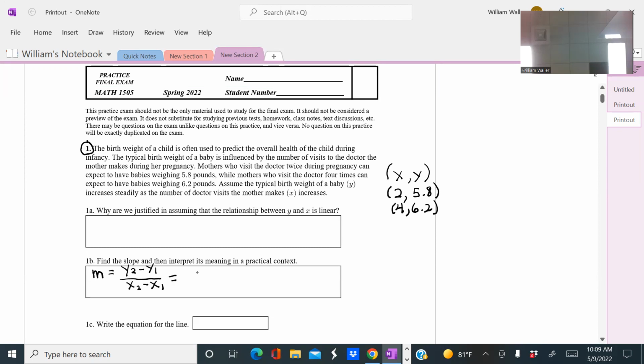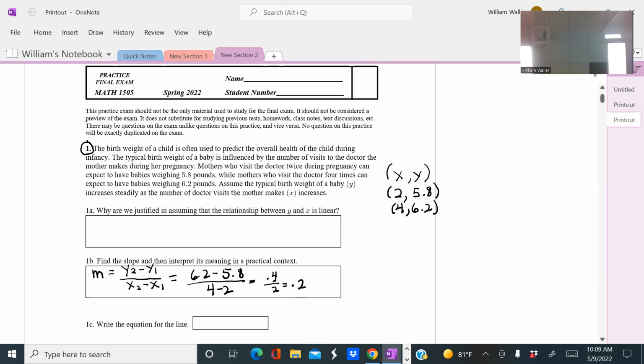And so those are the values you can use in calculating your slope, right? So you have 6.2 minus 5.8 over 4 minus 2. So you just get a really easy calculation here. It's 0.4 over 2, which is 0.2, right? Okay. Now, what's our interpretation of that, however? So what's that 0.2 telling us? It's telling us something about the increase in the birth weight, right?